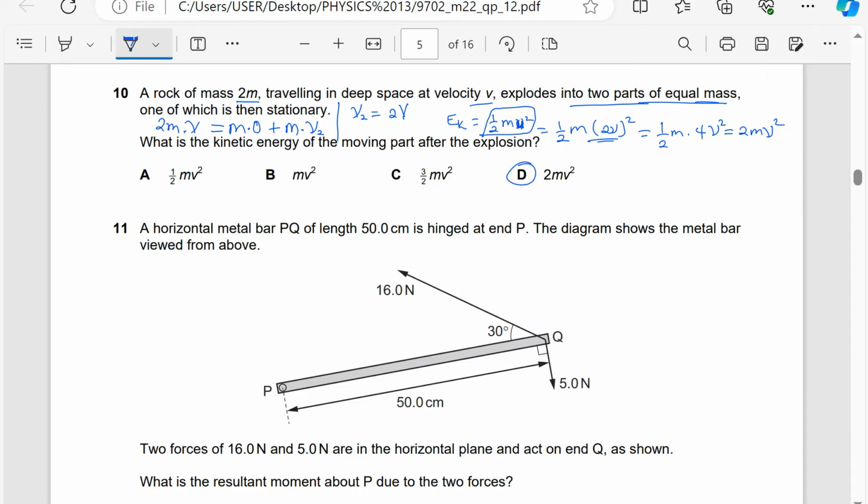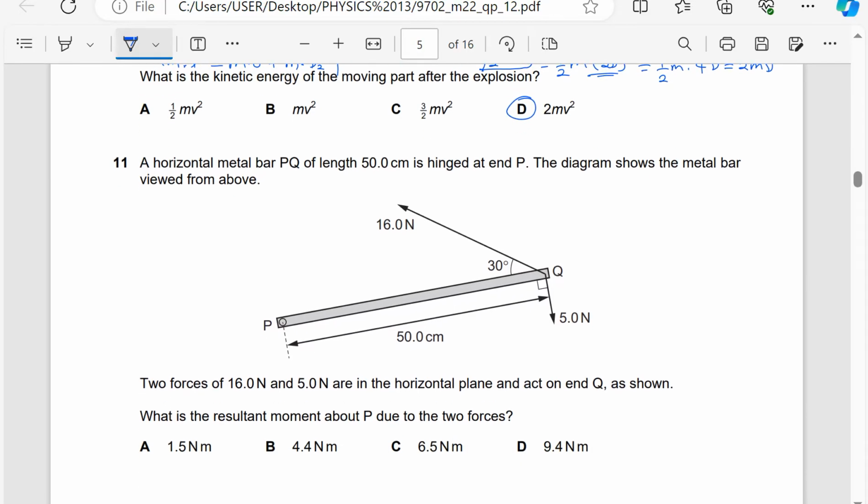A horizontal metal bar PQ of length 50 centimeters hinged at P. The diagram shows the metal bar viewed from above. Two forces of 16 newtons and 5 newtons are in the horizontal plane and act on end Q as shown. What is the resultant moment about P? So we notice that 16 is causing anti-clockwise moments about P and 5 is causing clockwise moments about P. But we have the distance from P to the 5 Newton force, the perpendicular distance.